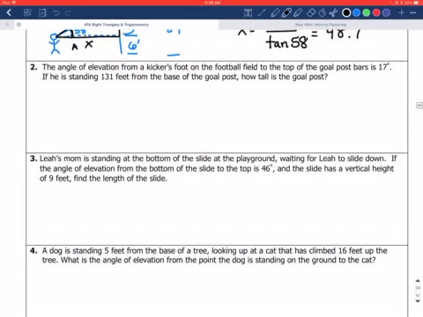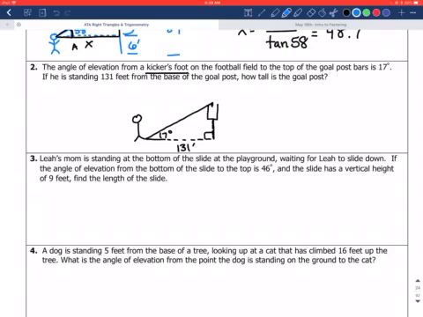All right, so number 2, this one's a little different. This is the angle of elevation from a kicker's foot on a football field to the top of the goalpost bars. Okay, so here is the kicker's foot, and we're going to the top of the goalpost bars, straight down there, and going across here. So there's our right angle. And that angle is 17 degrees, and he's standing 131 feet from the base of the goalpost. The goalpost is actually facing him, so we're just going from the base of the goalpost.